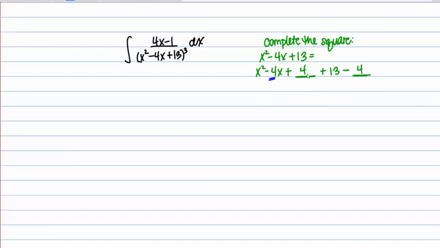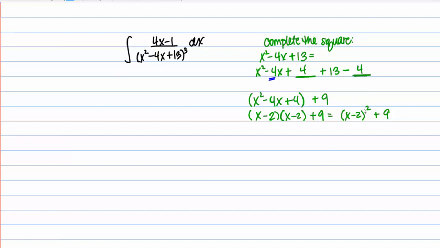Now I want to group these first 3 terms together. So this x squared minus 4x plus 4 is what I'm particularly interested in, and then out here I'm going to have a plus 9. If I did this correctly, this new quadratic should be what we call a perfect square. So I can factor this into x minus 2 times x minus 2. Then this becomes (x minus 2) quantity squared plus 9, and that's why it's called completing the square, right? We're trying to get something squared here.